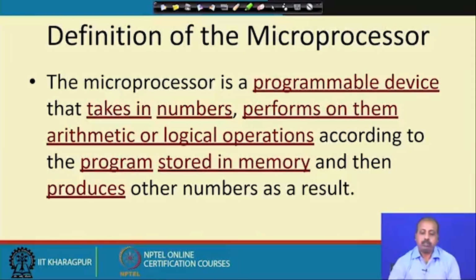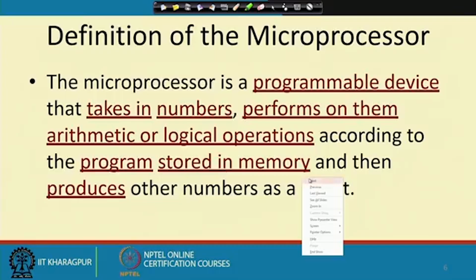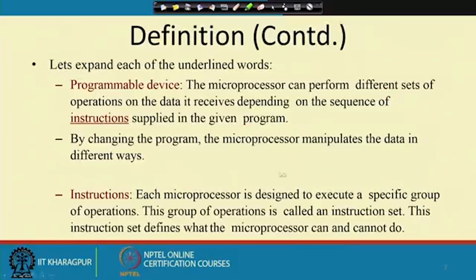So, we will go by these individual terms like programmable device, takes in what is the input it is taking, what sort of operations it can perform, and on what it can do the operation. So, one is the type of operation, and another thing is what are the operands on which it will do the operation, and finally, what is the result that it produces. So, we will try to answer all these when we go into the definition of microprocessor.